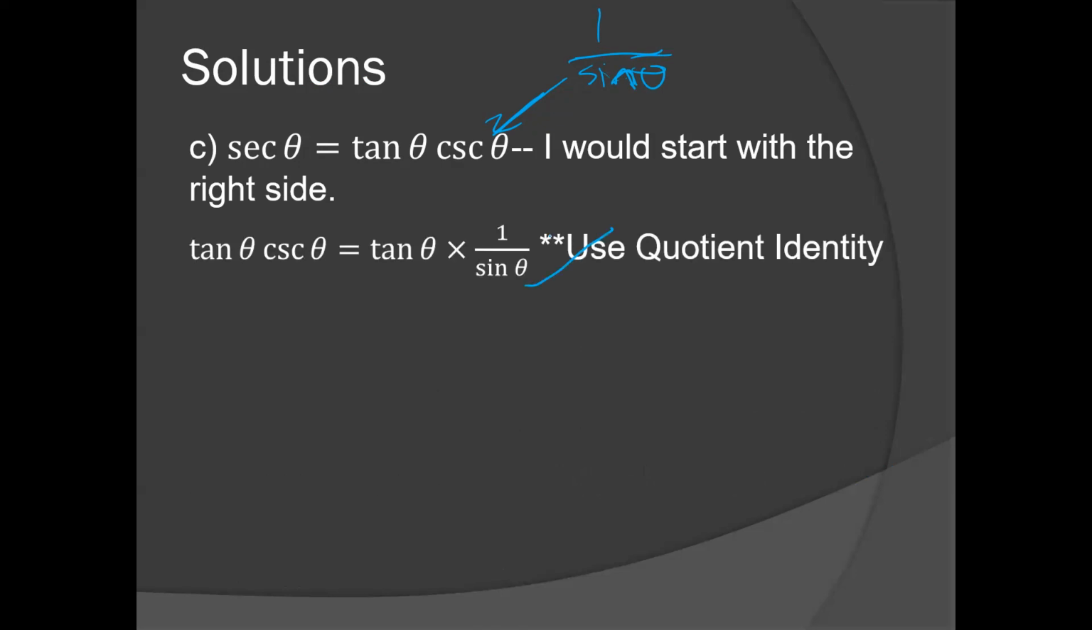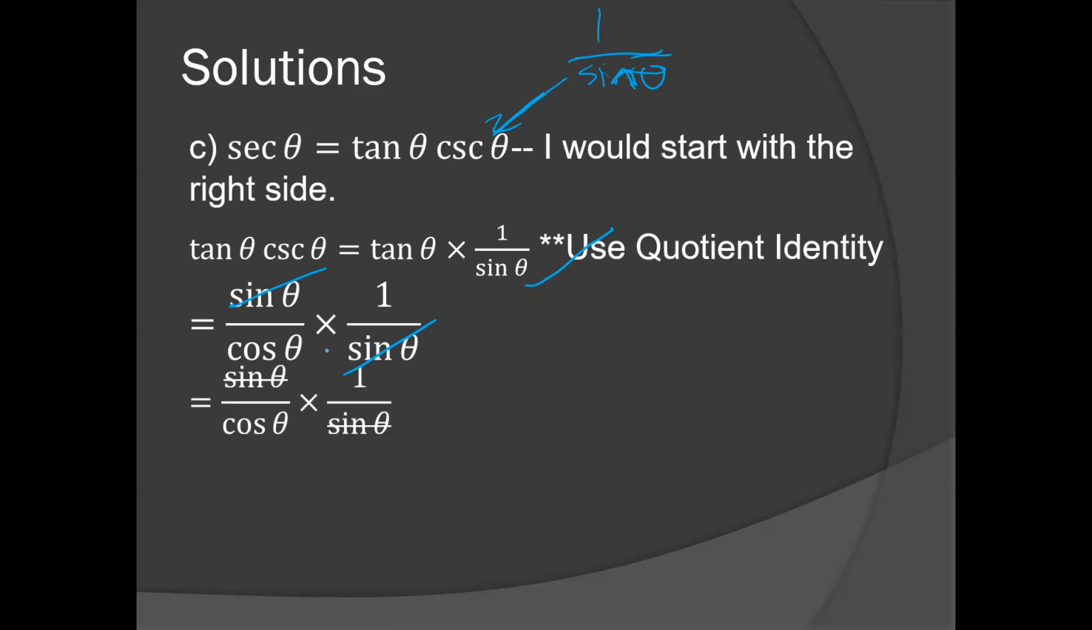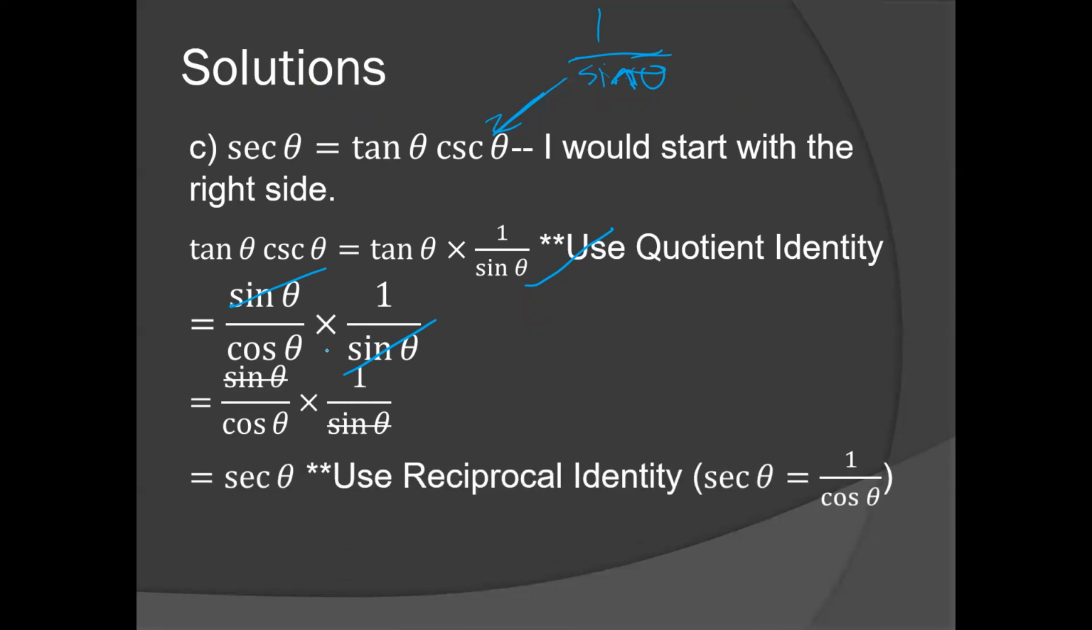And the reason that's going to be helpful to us is because we're going to take our right-hand side, tan theta times cosecant theta, and rewrite that as tan theta times 1 over sine theta. Now, what else can I do? Well, I can rewrite tan theta as sine theta over cos theta. And why is that going to help us? By doing that, the sine theta cancels out, and that obviously leaves me with 1 over cos theta like this. And I recognize that this is the reciprocal.